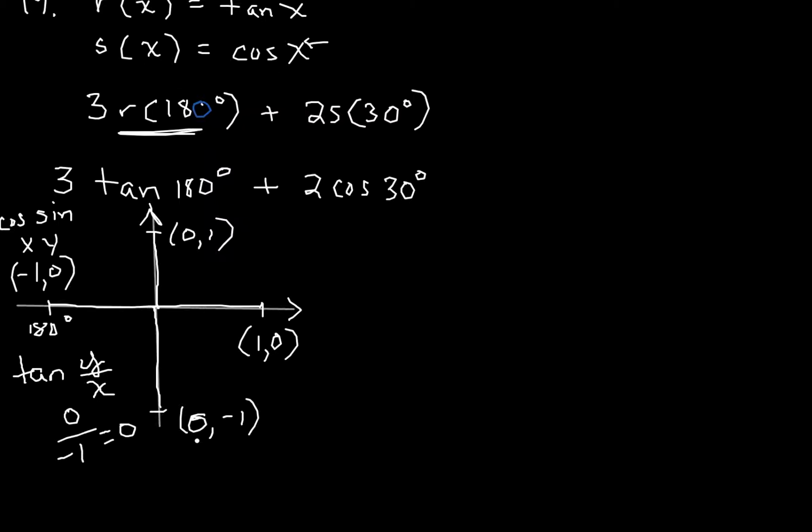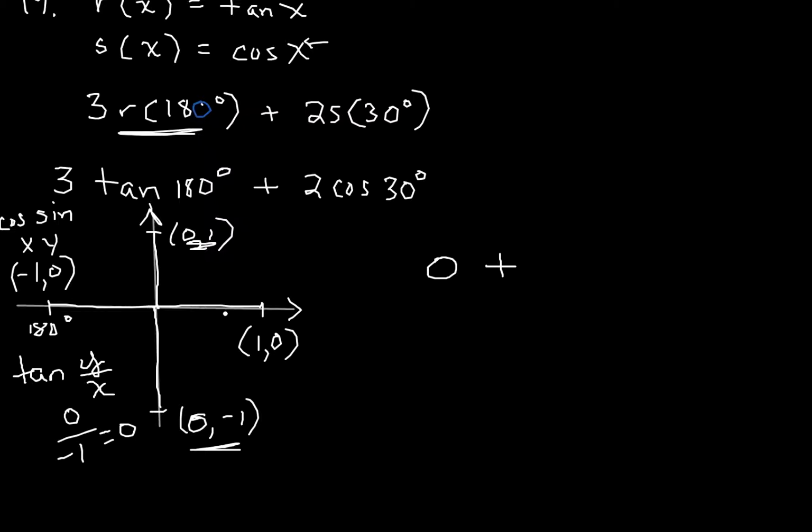It's undefined here because if you did y over x for this and over this, you would have 0 in the denominator. So tangent of these two, 90 and 270, is undefined. But the tangent of 180 degrees is 0.